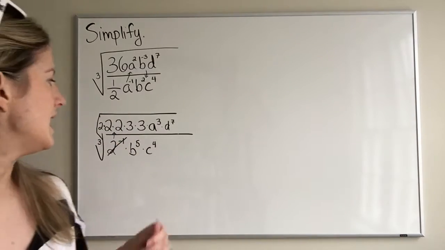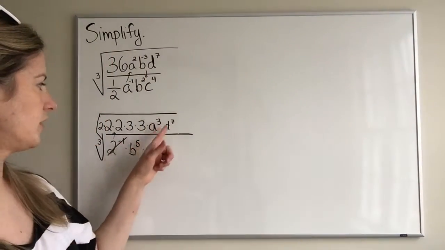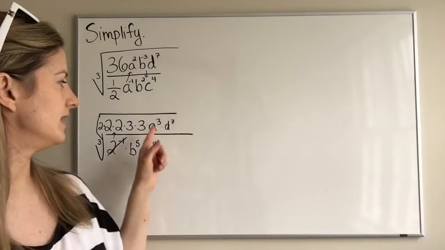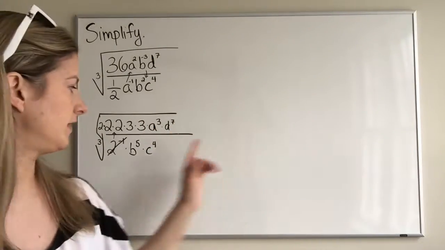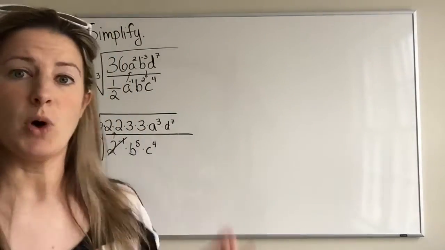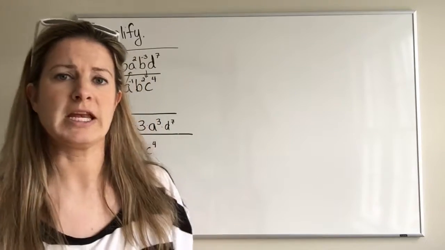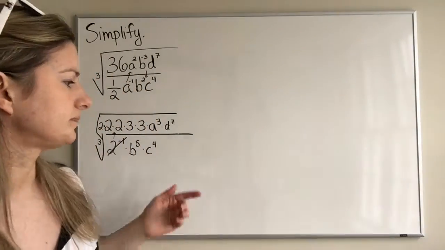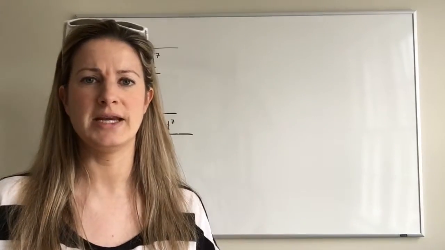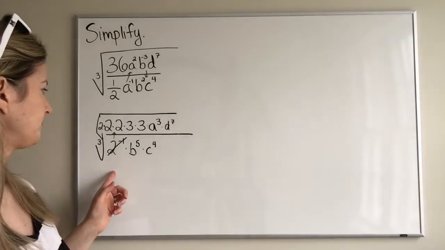Next, instead of writing a to the 3rd, d to the 7th, I want to write it all the way out. So a times a times a, and then d times d until I have 7 of them, and so on. The same with the denominator. If you watch other videos that I have, you can see why I do this, and maybe I'll even make a video that explains in more depth why I do this. But basically, it's a great way to organize and to know how many to pull out from underneath the radical symbol.